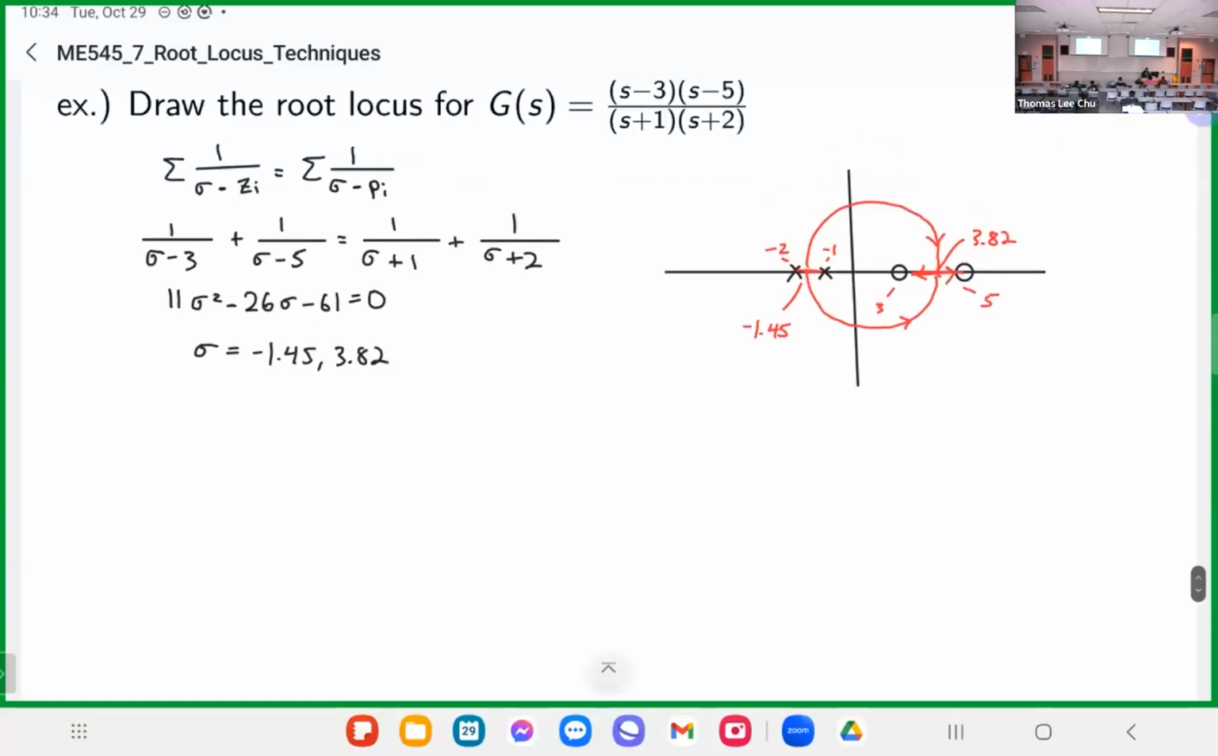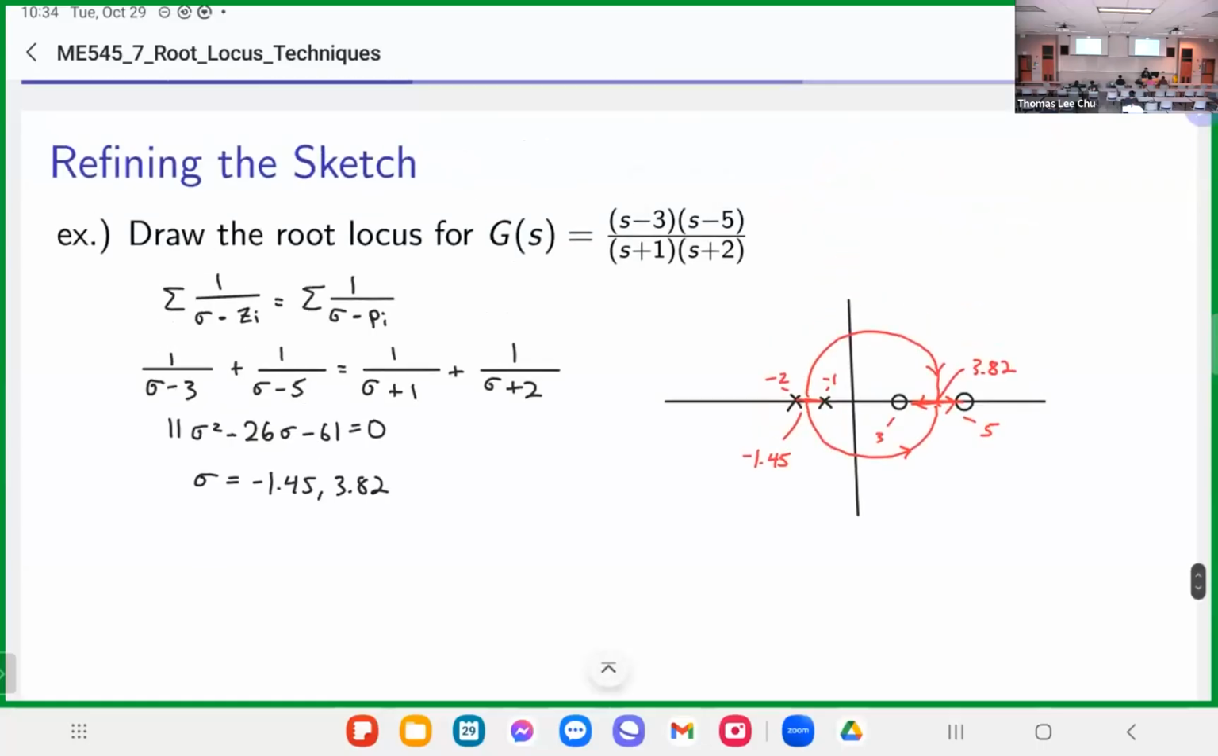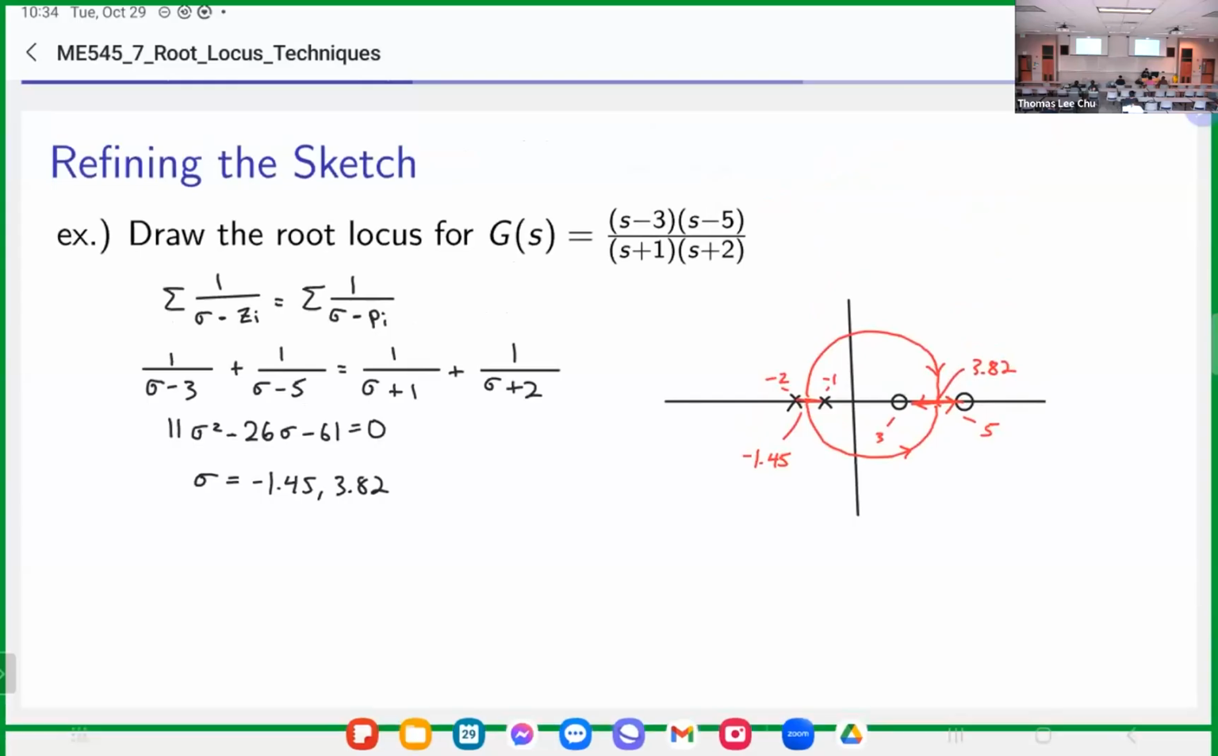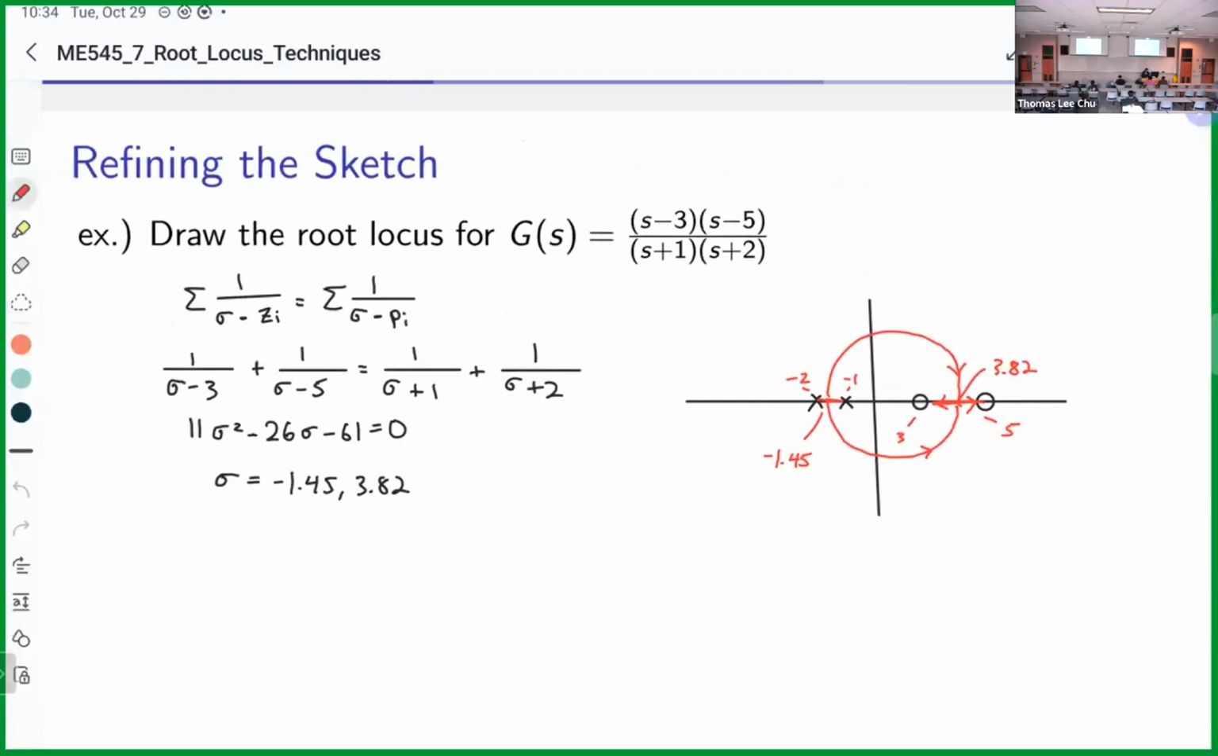All right, so yesterday we ended on this example where we determined the breakaway and break-in points. Basically the breakaway points are points where your root locus on the real axis leaves and becomes complex conjugate poles and then enters. That's the breakaway point. And then the break-in point is when it enters back onto the real axis.